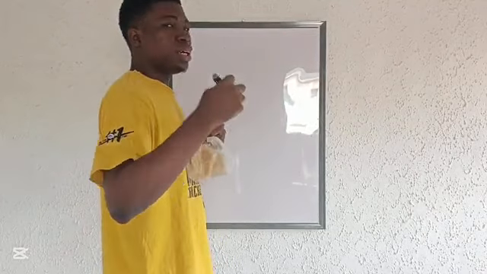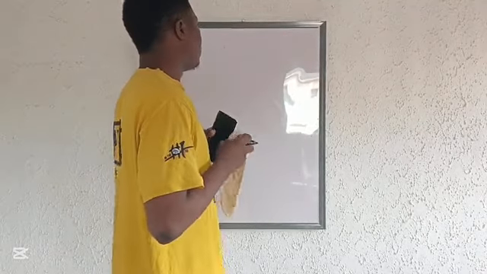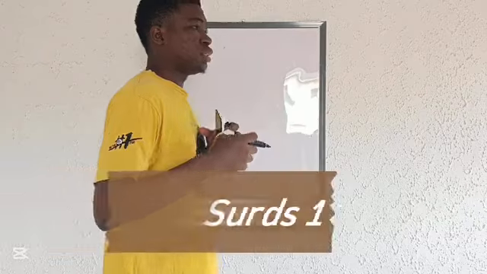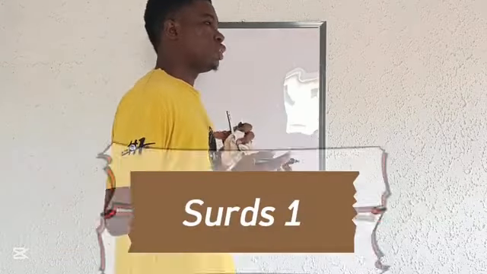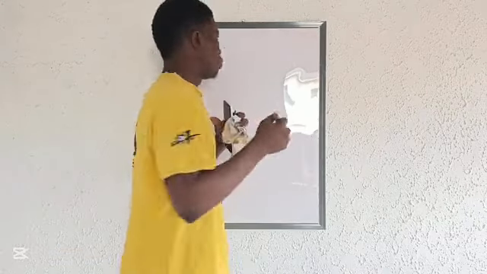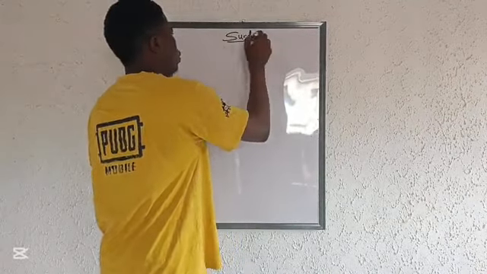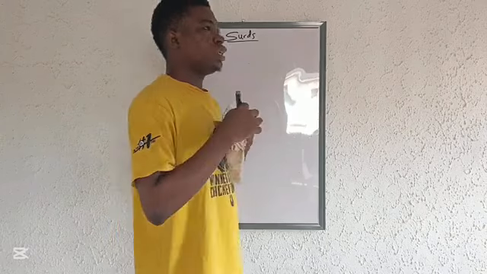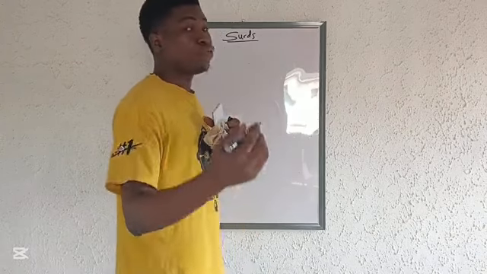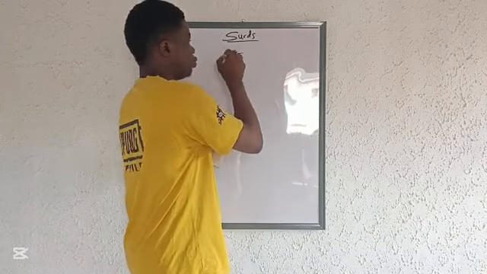I think the last time we did indices, and today we'll be looking at surds. We're supposed to go to logarithms, but let's deal with surds first. When talking about surds, basically surds are in form of irrational numbers like roots.